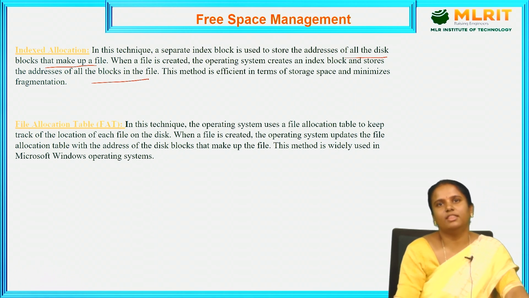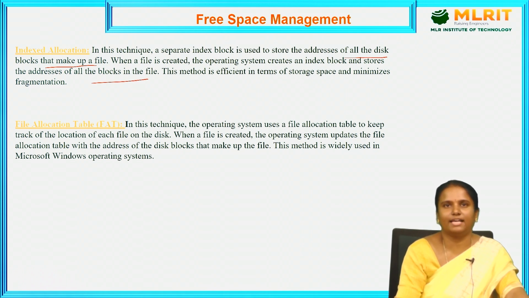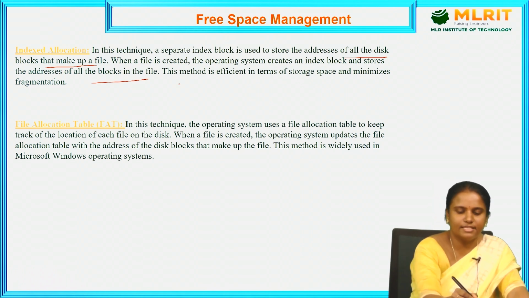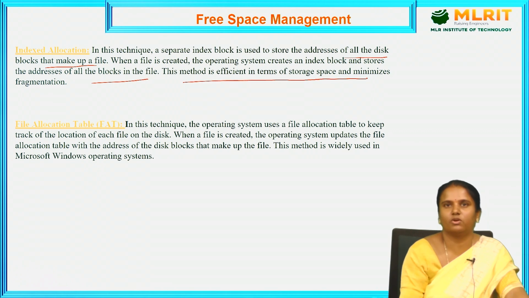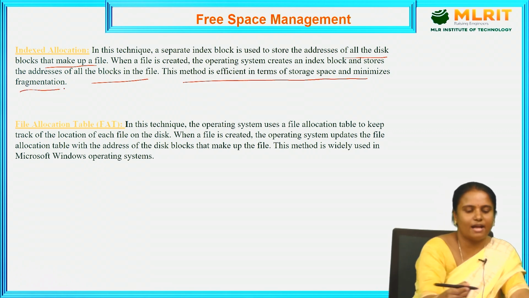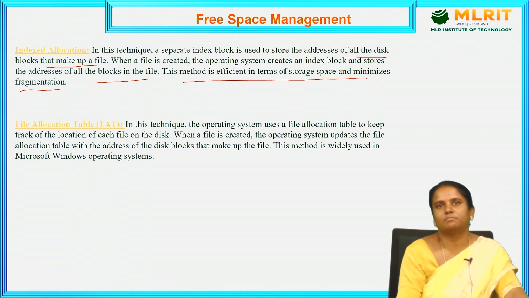So based on that index block only, it can store the address of so and so file that can be used for that file allocation or creation. This method is efficient in terms of storage space and minimizes fragmentation. This is how we are going to allocate the index in the file system.